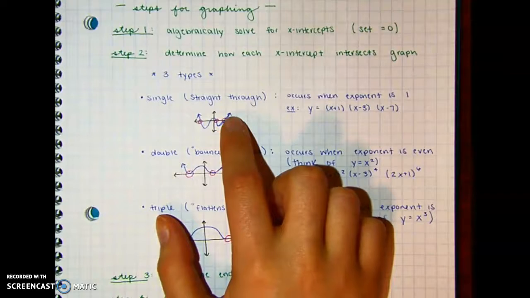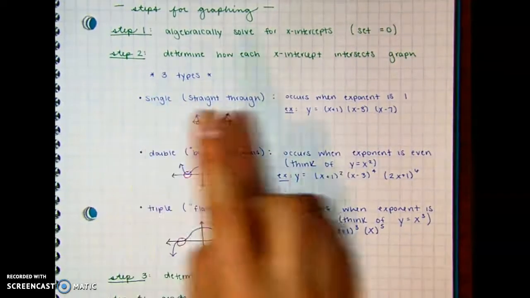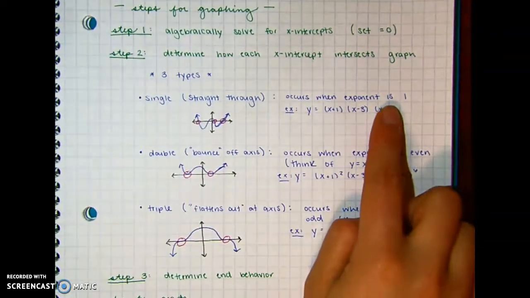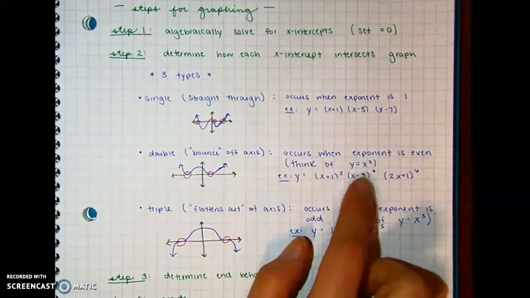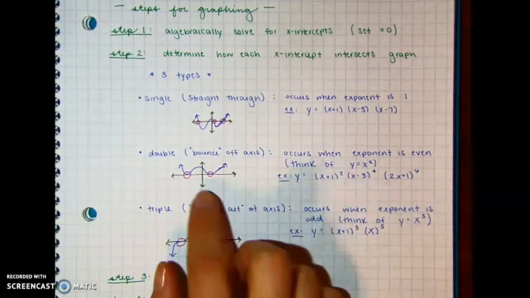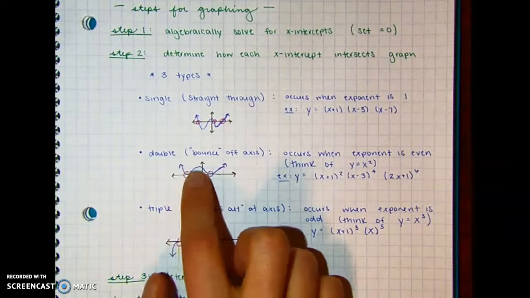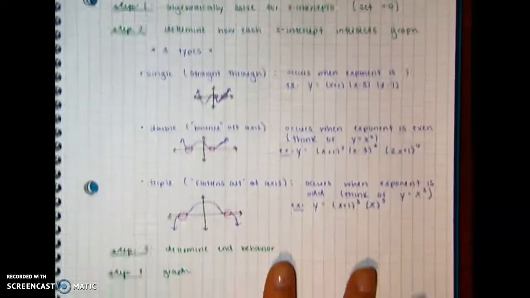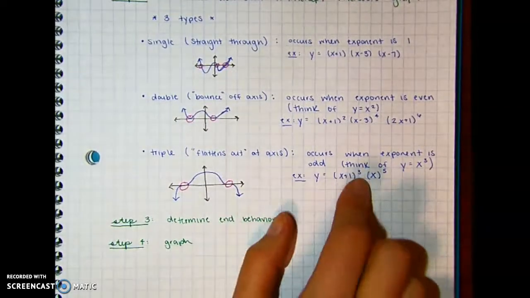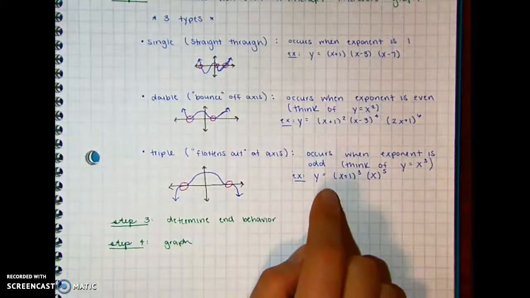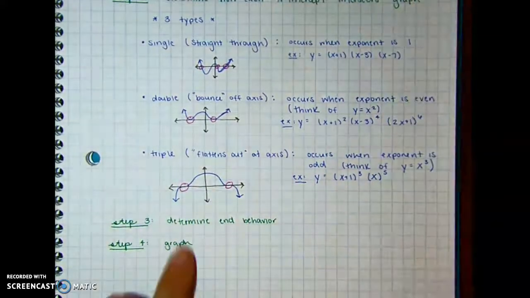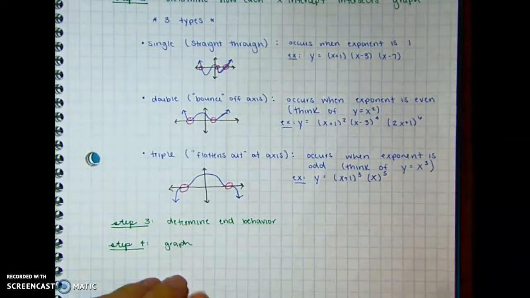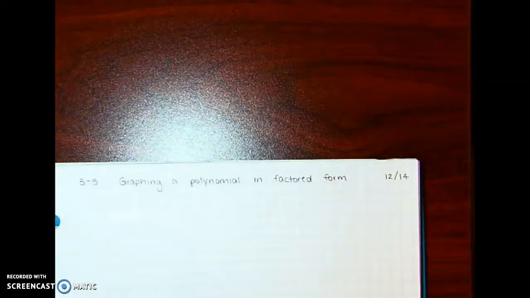This is important, so just to go over it: it can go straight through, and that happens if we have a single exponent, so if the exponent is 1. If the exponent is even, so squared, to the 4th, to the 6th, any even power, it's going to bounce off, just like a quadratic. And if it's odd, not 1, any other odd number, it's going to flatten out like a cubic. Then we determine the end behavior, and then we can graph it. So today we're going to apply this and go over those steps.